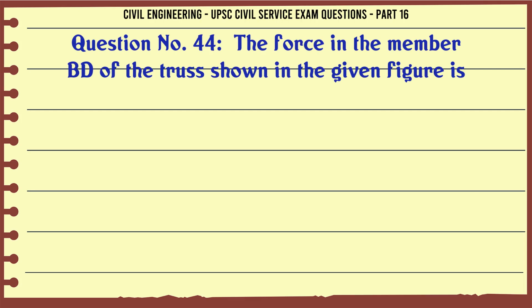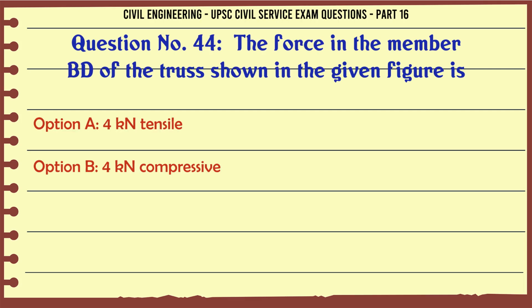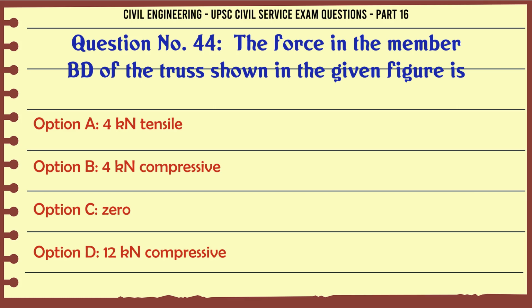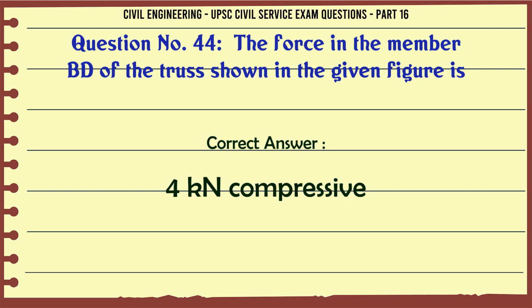The force in the member BD of the truss shown in the given figure is A. 4 kN tensile, B. 4 kN compressive, C. 0, D. 12 kN compressive. The correct answer is 4 kN compressive.